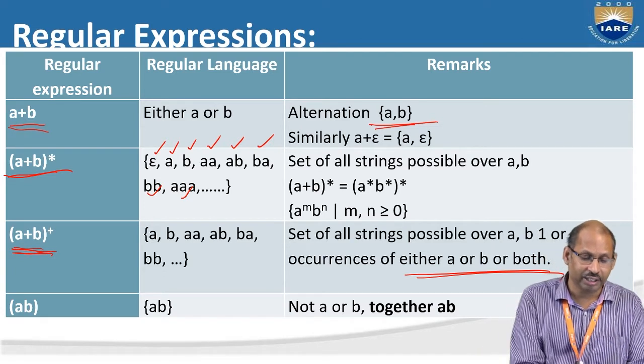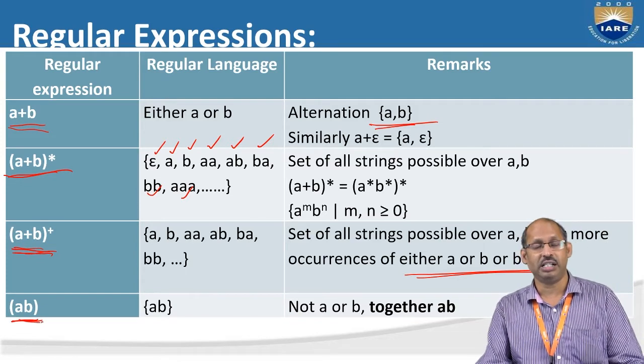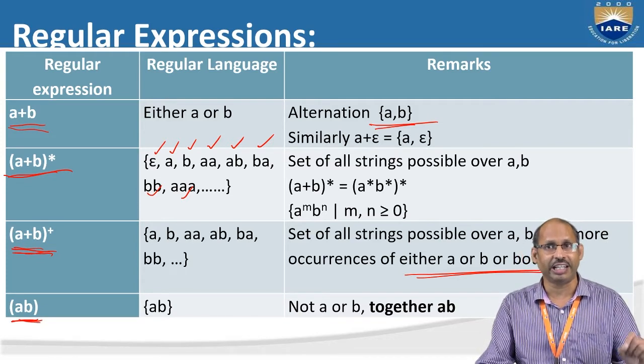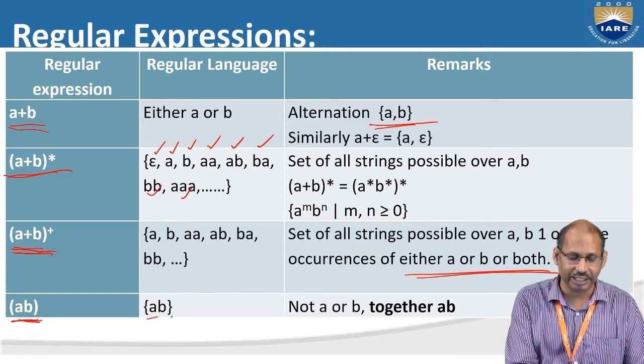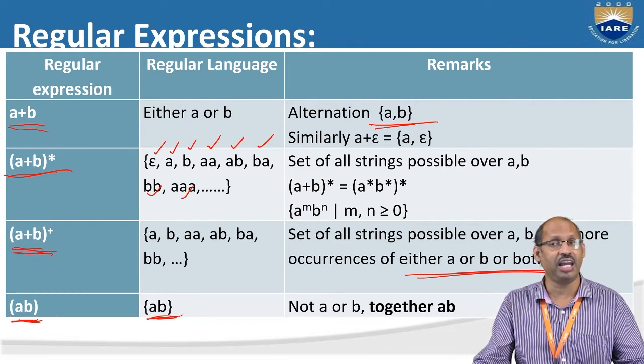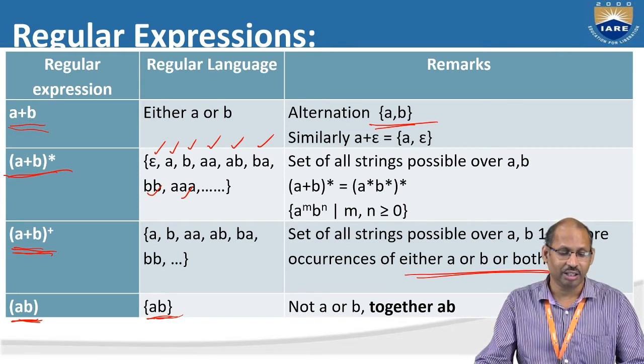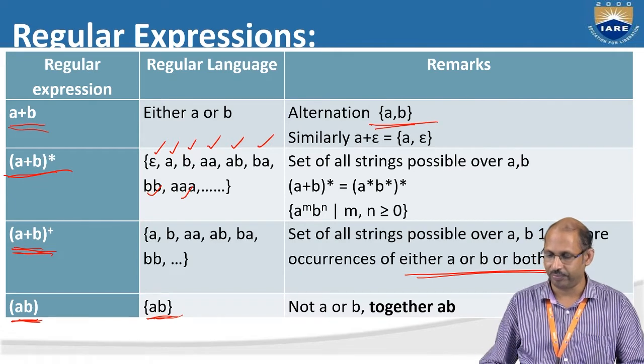Next, AB. AB is a regular expression for the regular language containing AB. Here A is followed by B. Both should be contained. It's not like either A or B. It's a string containing A and B. So this is a concatenation, AB.